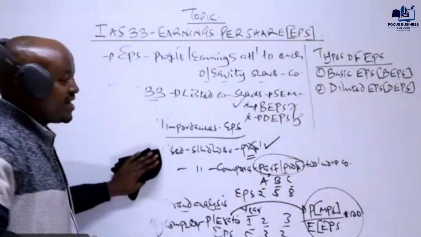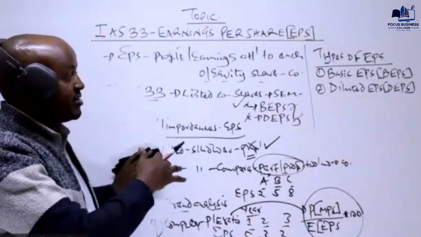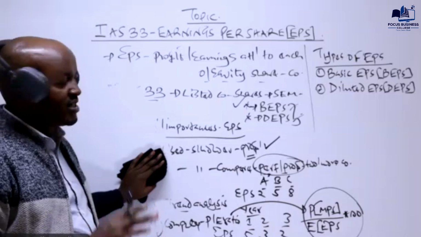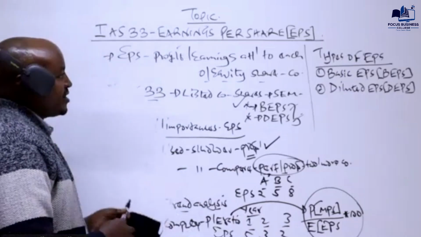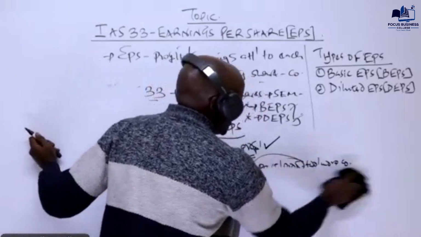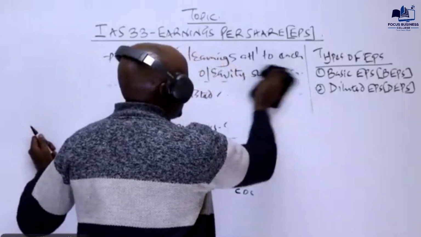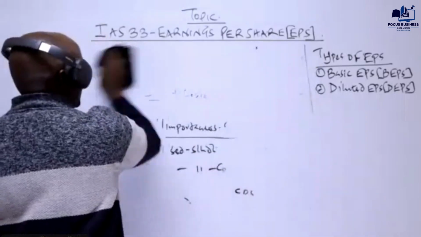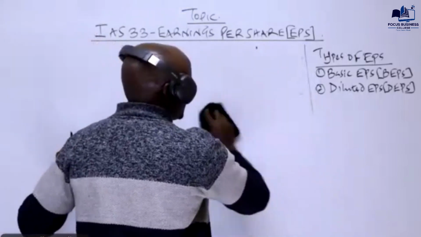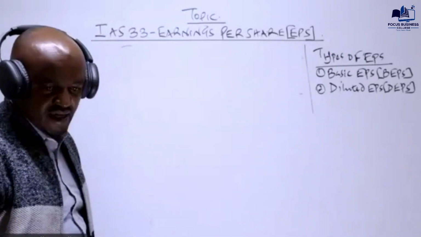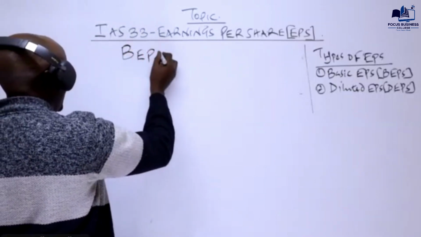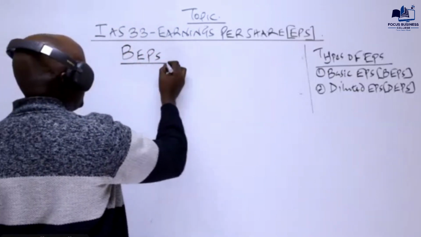So these are the 2 types of earnings per share which any listed company has to compute and disclose. Disclose means that once these earnings per share have been computed, they must be included as part of the notes which accompany the audited financial statement of the company. So I want us to start by looking at how we compute the first type of earnings per share, which is the basic earnings per share, BEPS.